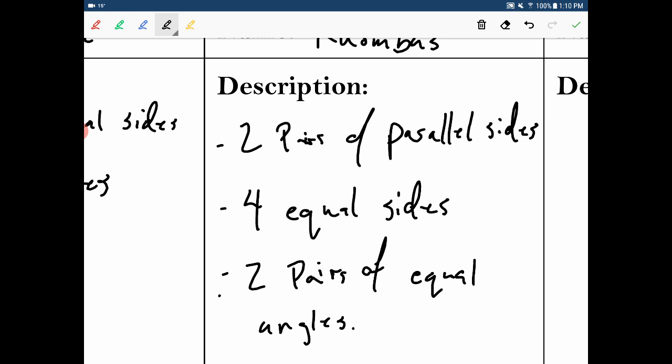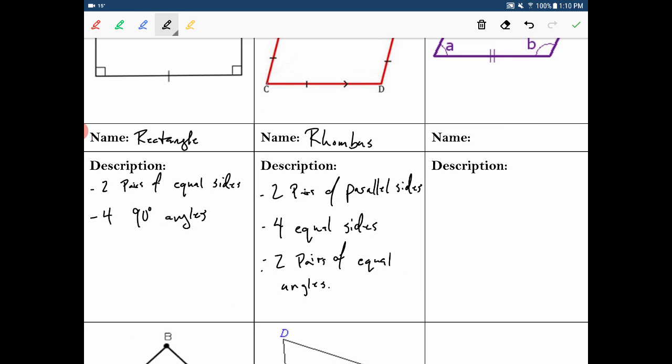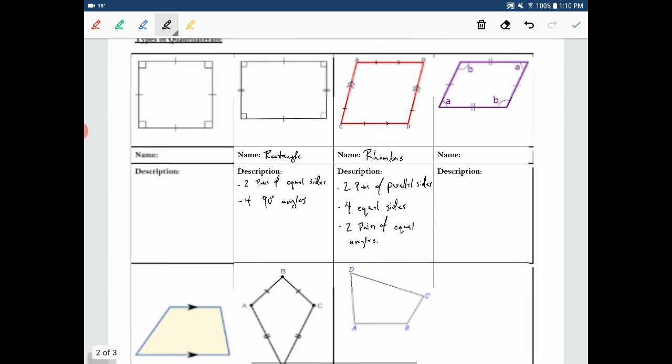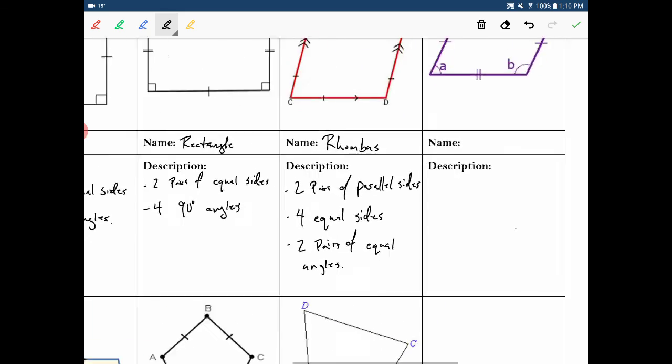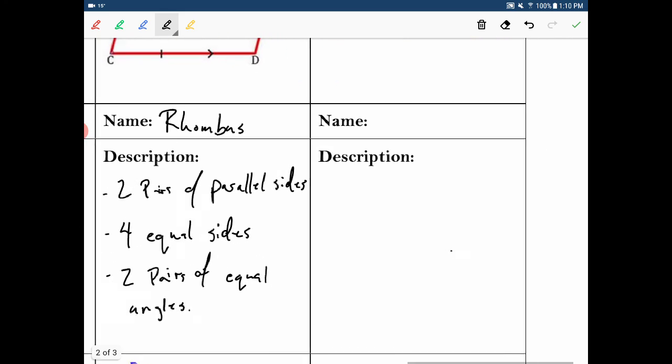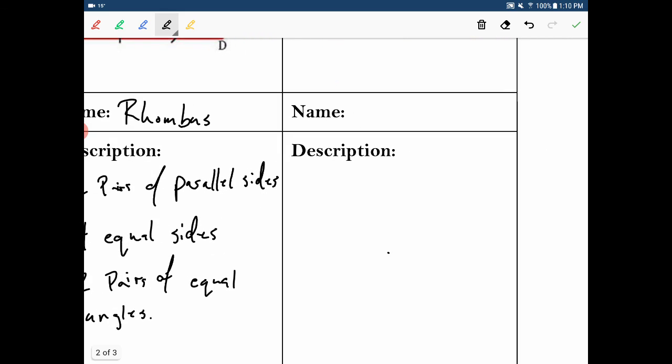Okay. If those equal angles are 90 degrees, then you've got yourself a square. A square is also a type of rhombus, but a rhombus isn't necessarily a square. A rectangle is not necessarily a square, a rhombus isn't necessarily a square, but a square is both a rhombus and a rectangle. A square is also a parallelogram, so is a rectangle actually, but not all parallelograms are squares or rectangles.